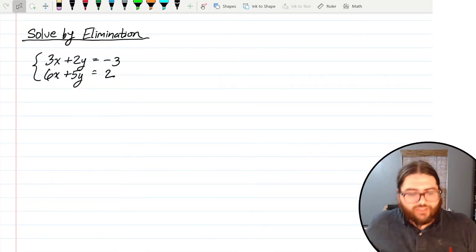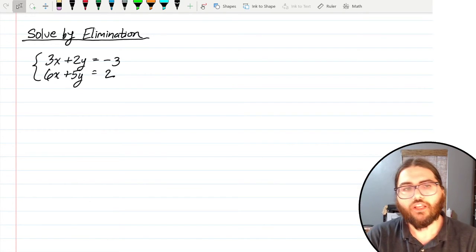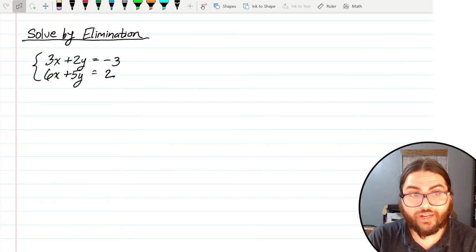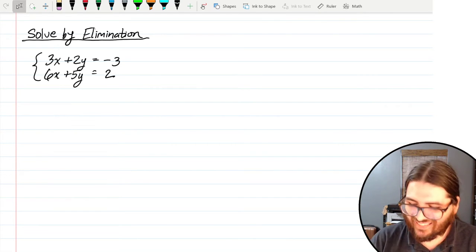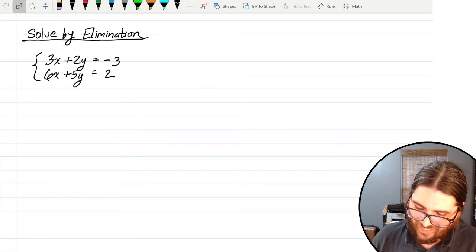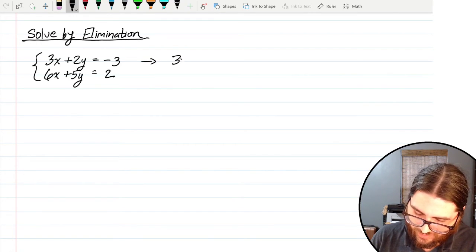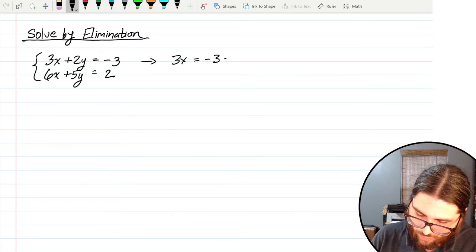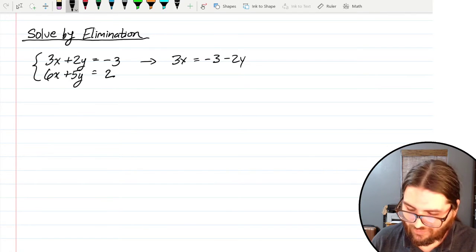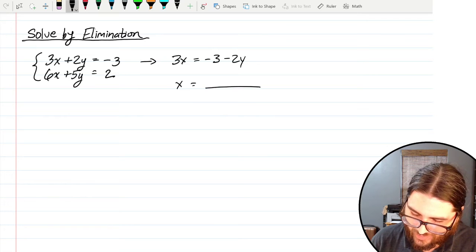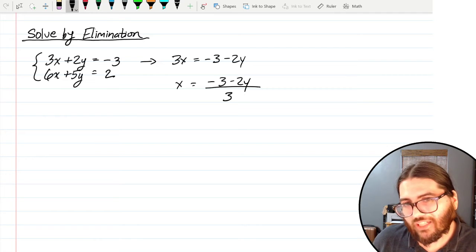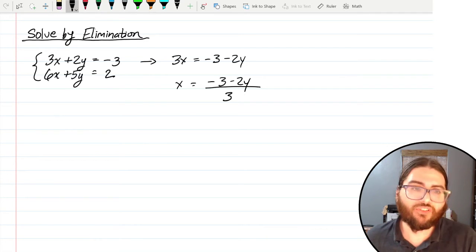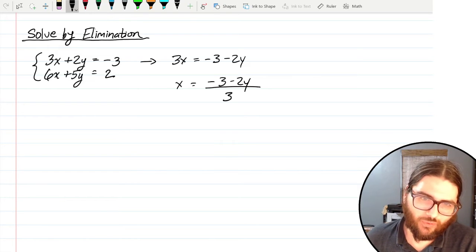Notice how in this example that I've written down, none of the variables are 1x or 1y. That is, if I tried to solve this system with substitution, it wouldn't work so well. I mean, it would be really nasty. I could subtract 2y from both sides of the first equation and then divide by 3. You see how nasty that fraction is? And that fraction would have to be plugged in to the second equation. I don't want to do that.